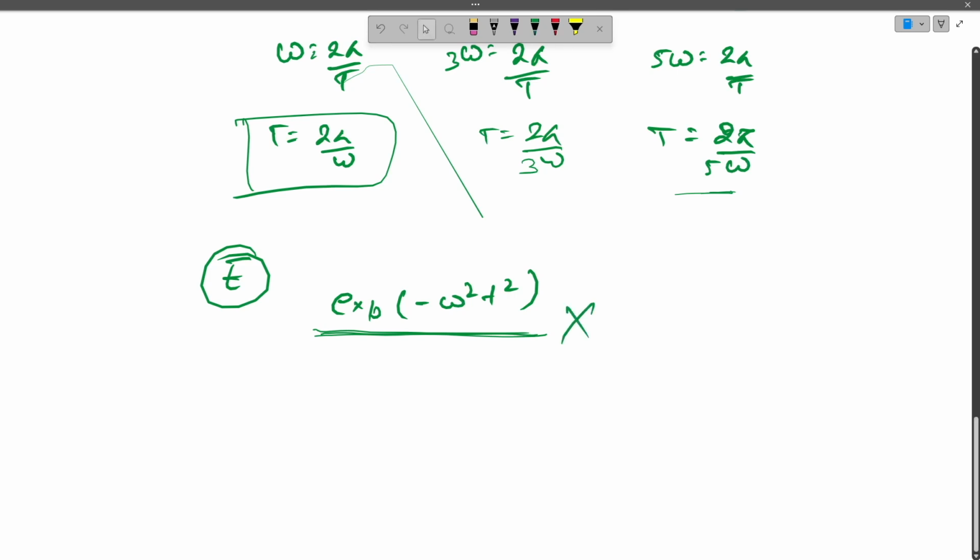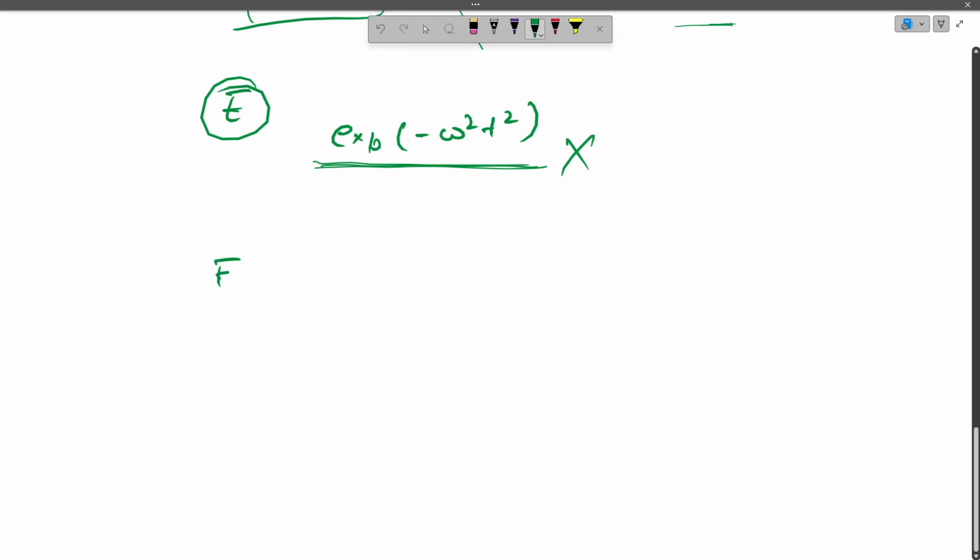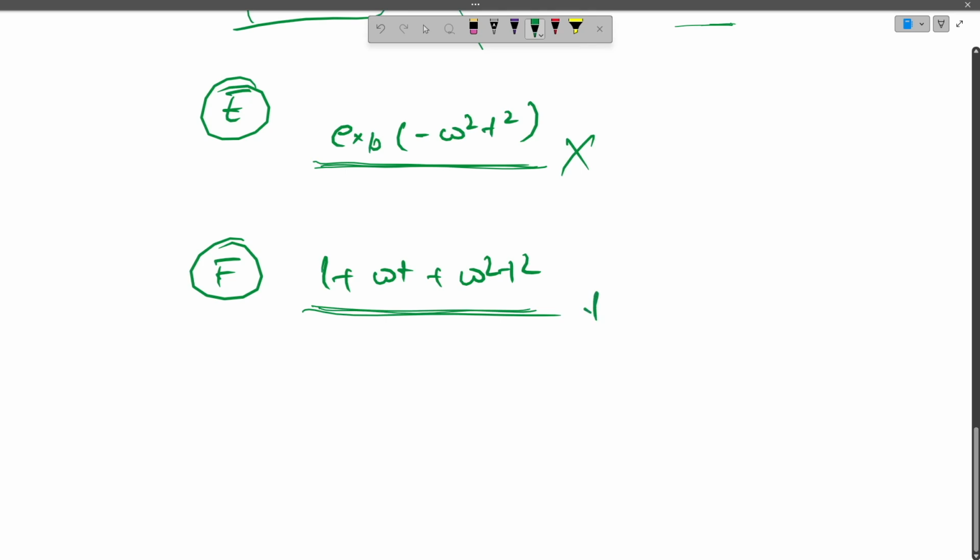Now moving forward to the last part of the question, F. It says 1 plus omega t plus omega square t square. So this again is an increasing function, which as t tends to infinity, will tend to infinity and will not repeat. So this can't be either a periodic or simple harmonic function.